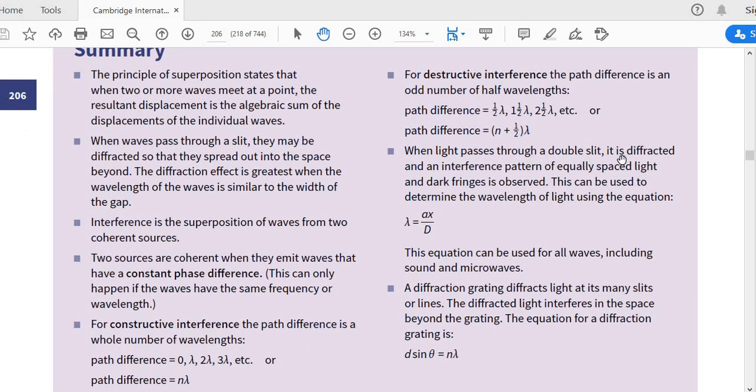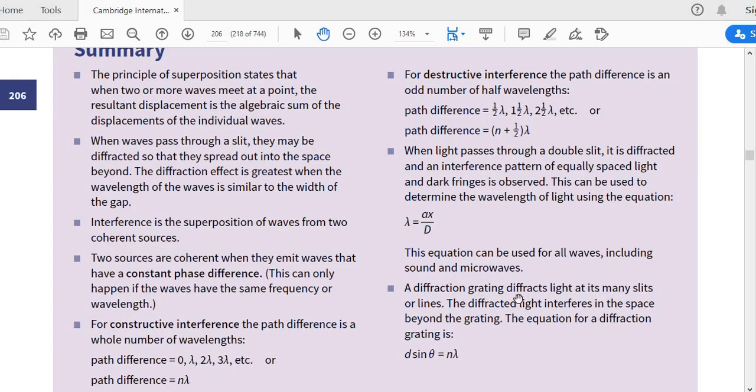When light passes through a double slit, it is diffracted, and an interference pattern of equally spaced light and dark fringes is observed. Remember the double slit, 2 slits are there. So diffraction occurs at both slits, and then on the other side you will get interference where the diffracted waves overlap. This can be used to determine the wavelength of light using the equation. Remember Young's double slit experiment. We learned this equation, lambda equals ax over D, and I told you this is very important. This equation can be used for all waves, including sound and microwaves.